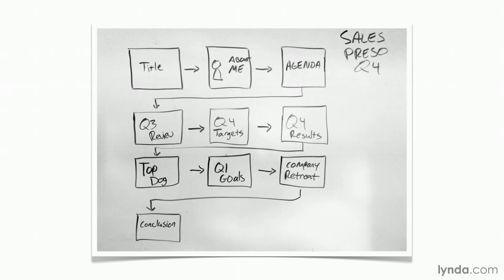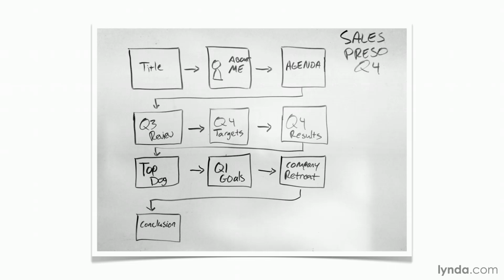That flows down to, all right, who was the top dog salesman? All right, now that we've rounded that out, what do we want to see next year from the company? And then finally, okay, now that we've done really well this year and we've set our goals for next year, let's talk about how we're going to relax at the company retreat. And then finally, we conclude with some sort of conclusion.